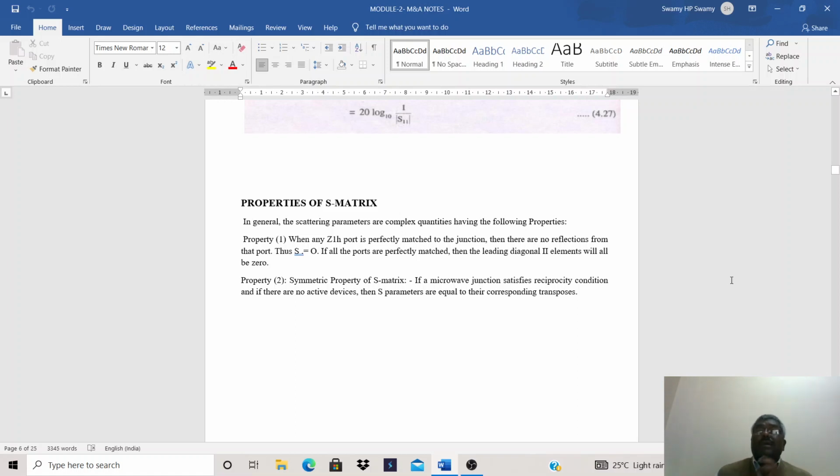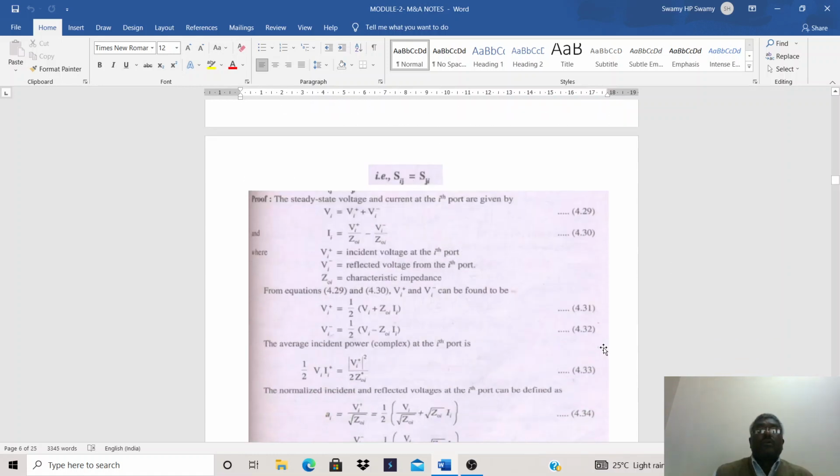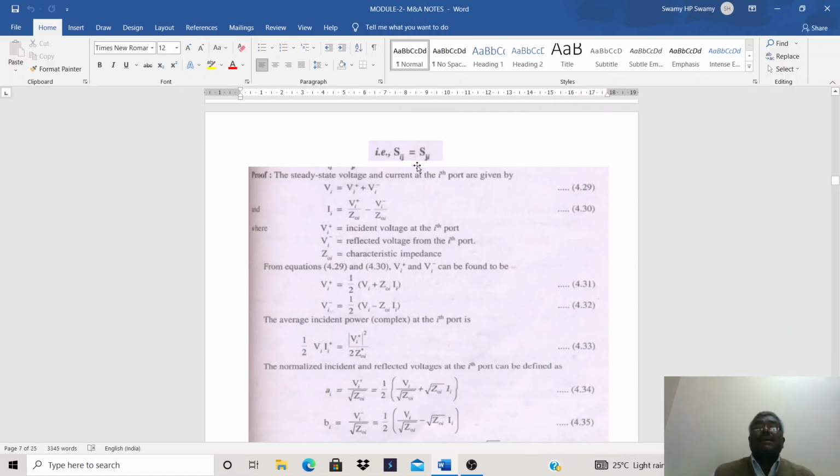If a microwave junction satisfies the reciprocity condition and if there are no active devices, then the S parameters are equal to their corresponding transposes. That is Sij = Sji. For this, you have the derivation and proof.